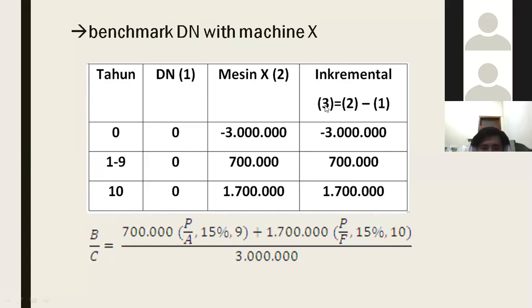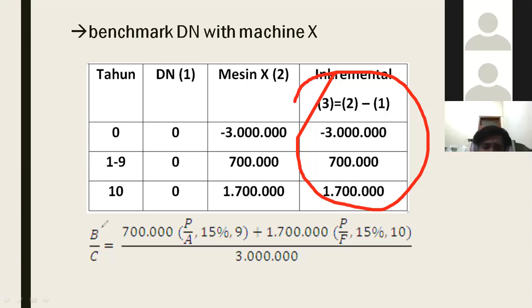And for the incremental itself, it's just like subtraction between machine X and the do nothing one. So it's just like -3 minus -3 minus 0. It means I have a -1. So just do a basic calculation, and after that, the incremental one is proceeded to the BCR method.